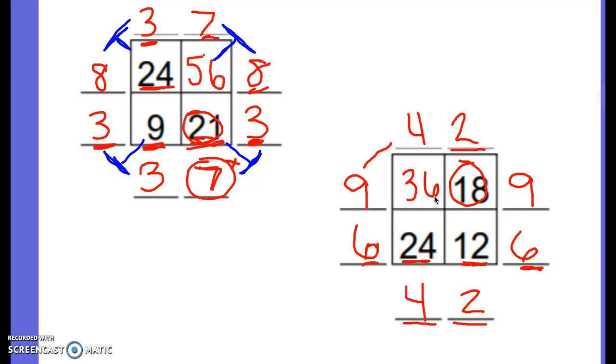And then I can double check it. I want to make sure. These two times each other equals 36. These two, 18. These two, 12. These two, 24. And we're good.